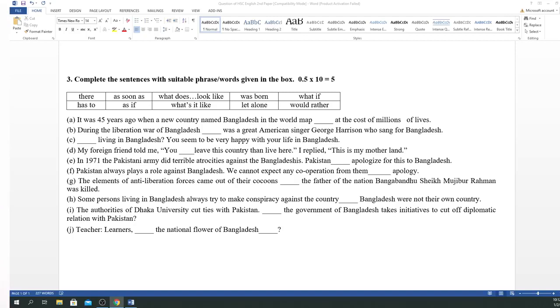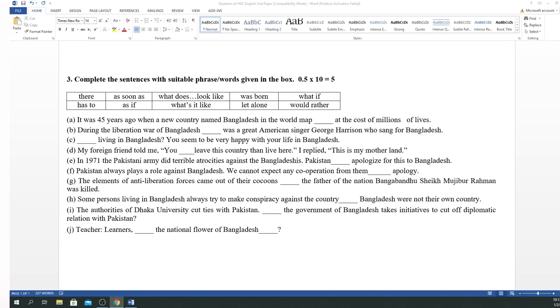It was 45 years ago when a new country named Bangladesh in the world map dash at the cost of millions of lives. Dear students, try to take the help of the words and phrases in the box and fill in the blanks of question number A. It was 45 years ago when a new country named Bangladesh in the world map dash at the cost of millions of lives. What should be the answer, dear students? Write in the comment box.